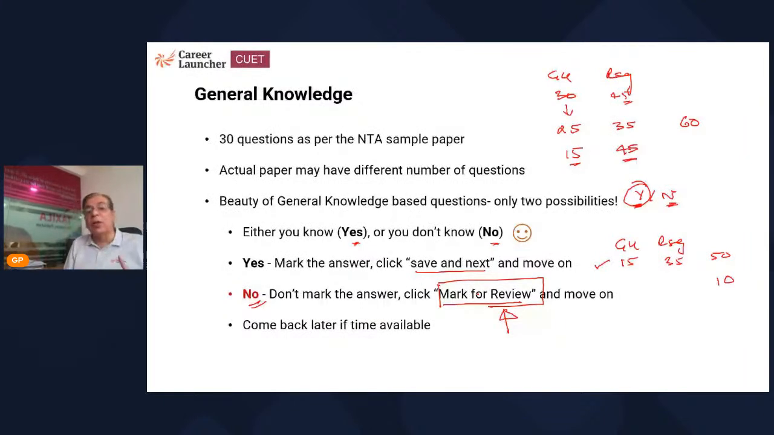And don't worry about the question which you don't know at all. Mark for review is to be done for those questions where you have some scope. There will be some GK questions where you know that whatever you do, you won't know the answer, and you should not even mark those for review.